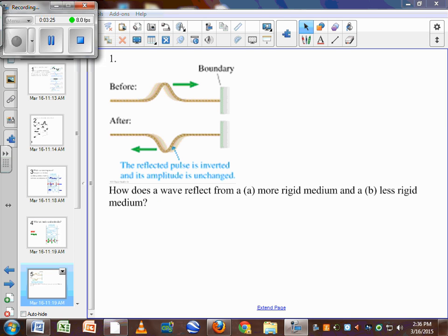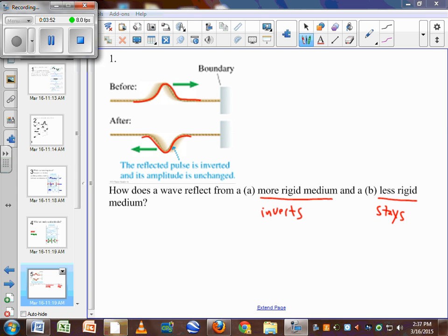So we have to remind ourselves, how does a wave reflect from a more rigid medium? We can see here that the wave beforehand, before it hits the boundary, the more rigid medium, comes in as a crest, and then you'll see it inverts and comes out as a trough. So for a more rigid medium, it inverts. For a less rigid medium, it stays upright.